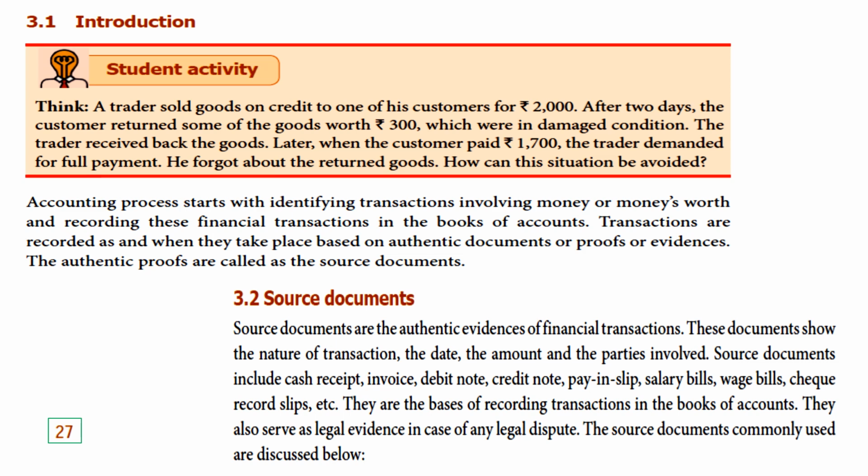So in these documents it shows the nature of transaction, what kind of transaction, whether it is for cash or credit, and the amount, how many we have purchased, how many we need to return, and those things. The date must be there, and also the parties involved, the names are also there in the receipts. Source documents include cash receipt, invoice, debit note, credit note, pay-in slips, salary bills, wage bills, check, record slips, etc. So these are the things which come under the source document.